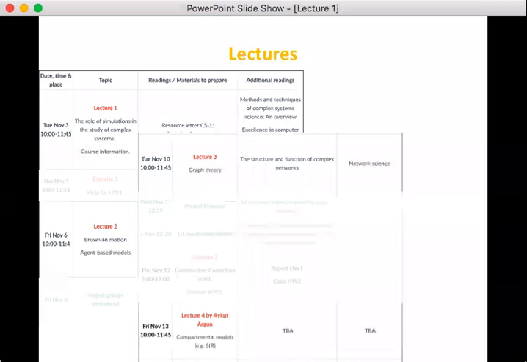And then if you go down the schedule, you will see that there is a third lecture, which will be on graph theory next week. And then there are lectures given by one of the course assistants, Aikut.